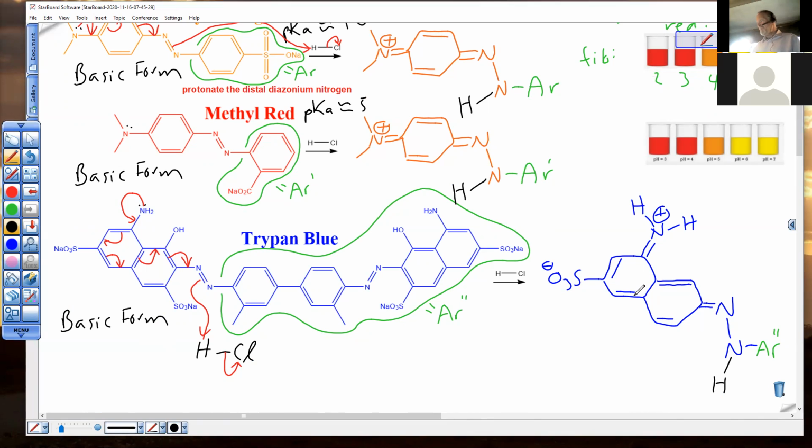This is the acidic form of tryptan blue. And I can't remember. I think tryptan blue's acidic form is the blue one. And I don't know the other color. I did not look that up. I apologize. So we've got acid-base behavior.